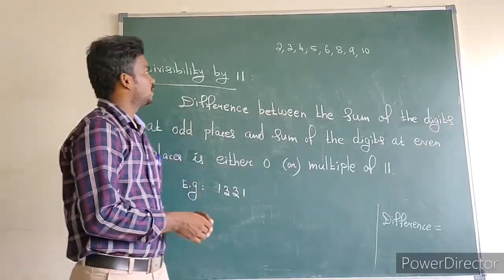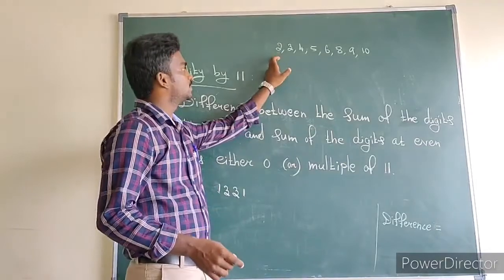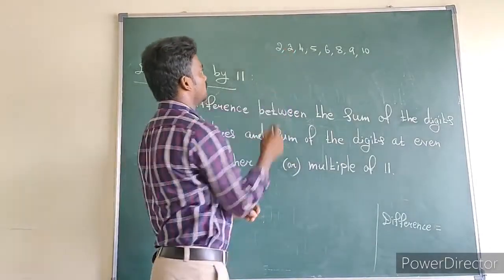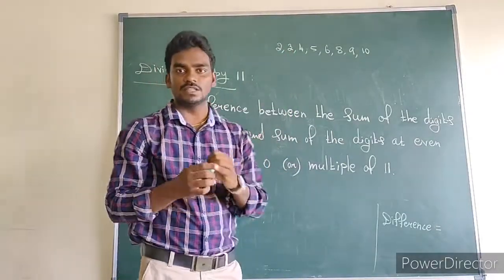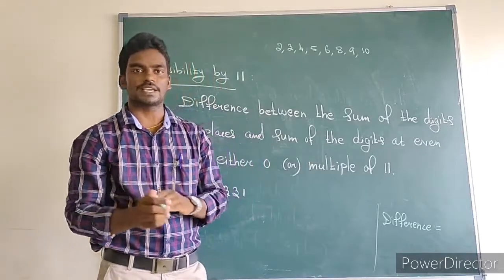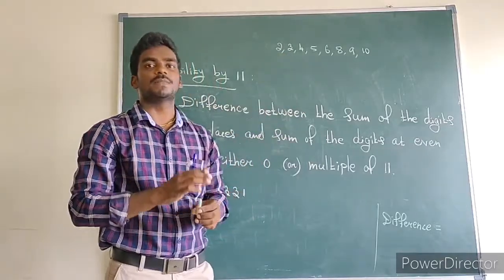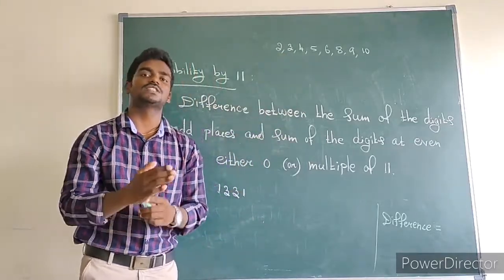So in this divisibility test, we discussed what is the condition for divisibility by 2. The last digit ends with 0, 2, 4, 6 or 8. What is the condition for 3? If the sum of the digits is a multiple of 3, the number is divisible by 3.